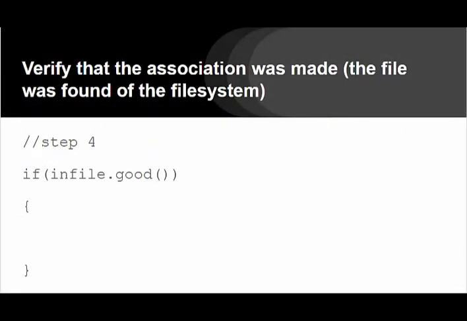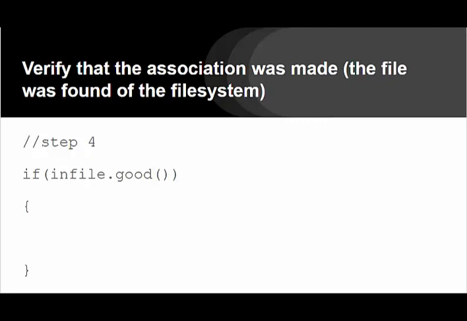Now before we start attempting to read in data, we should make sure that the file was actually found. When you attempt to open the file, one of three things can happen. Either the file path is valid, in which case everything is good, and there's a method called good in the file stream library that returns true if this is the case. So most of the time, this is what we're shooting for. We want good to return true.